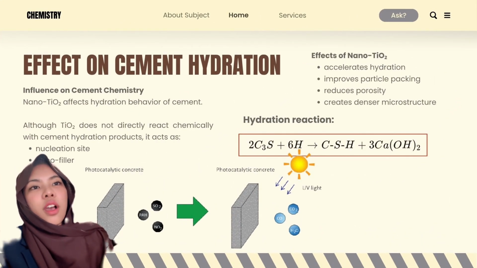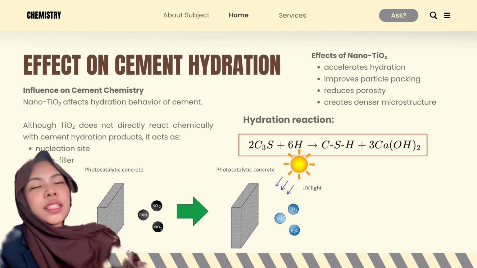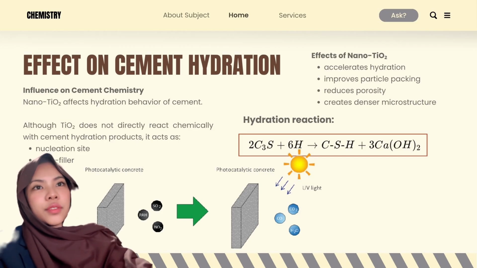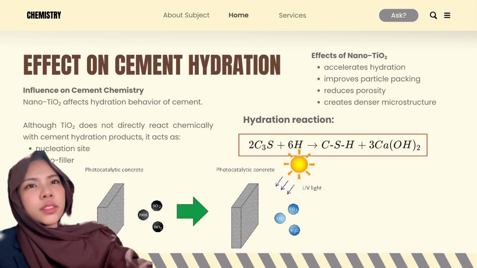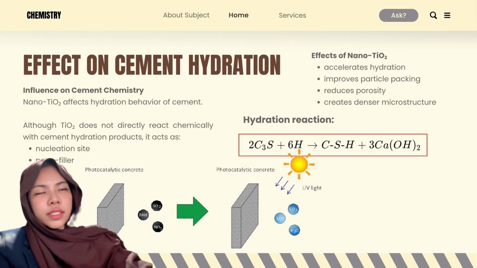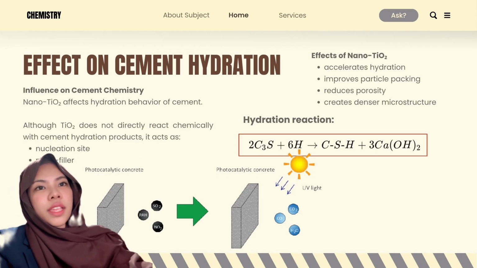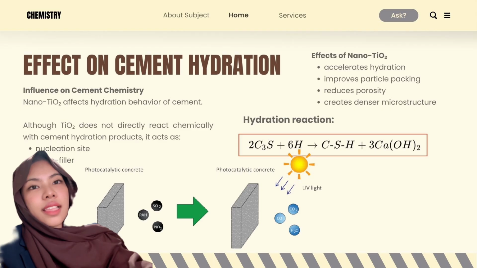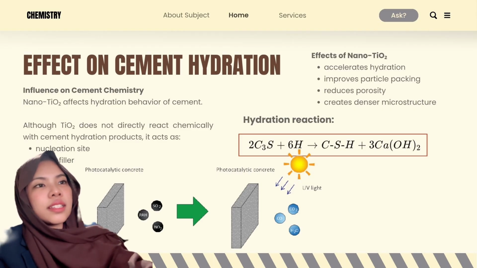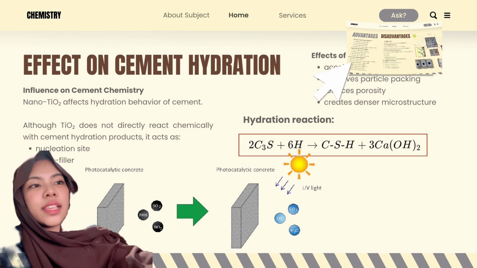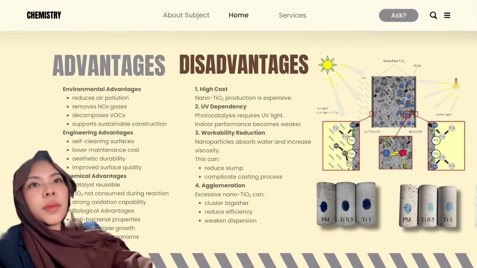The effect on cement hydration. Influence on cement chemistry is that nano TiO2 affects the hydration behavior of cement. Although TiO2 does not directly react chemically with cement hydration products, it acts as a nucleation site and nanofiller. As you can see, here is the hydration reaction. And next, we talk about the advantages.